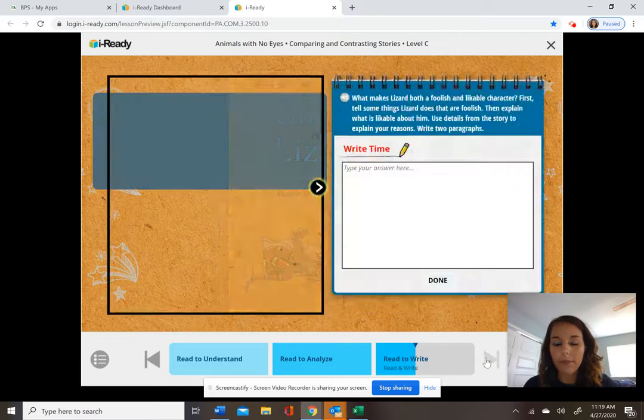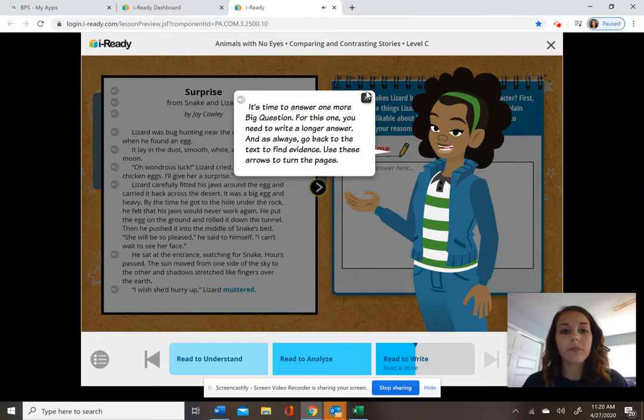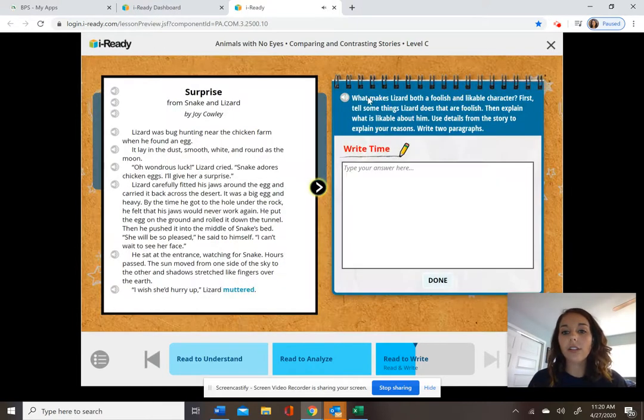Let's see. It's time to answer one more big question. For this one, you need to write a longer answer. And as always, go back to the text to find evidence. Use these arrows to turn the pages. Okay, I love that they include these. What makes Lizard both a foolish and likable character? First, tell some things Lizard does that are foolish. Then explain what is likable about him. Use details from the story to explain your reasons.